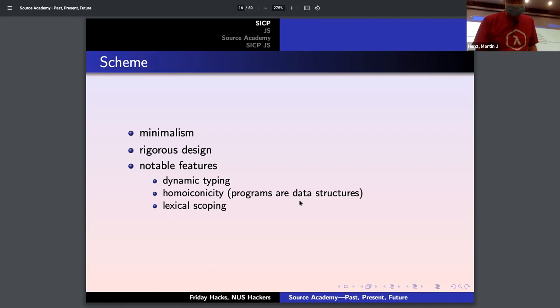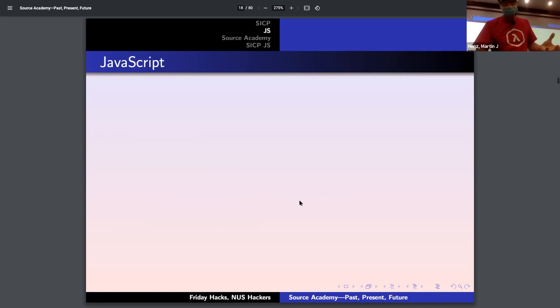And lexical scoping. Well, the lexical scoping was an innovation over Lisp, because Lisp had a very weird dynamic scoping scheme. And that was, from a programming language design point of view, the most critical, the most fundamental innovation of Scheme compared to Lisp. And the textbook SICP and Scheme co-evolved.